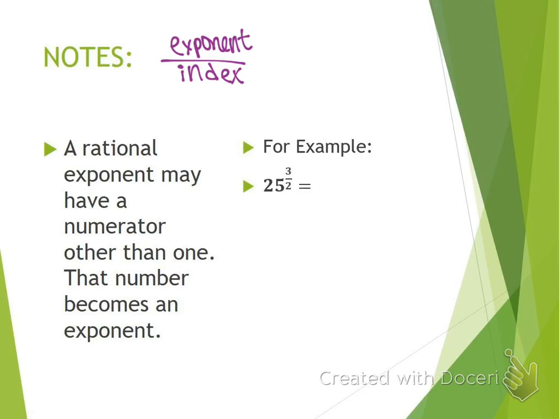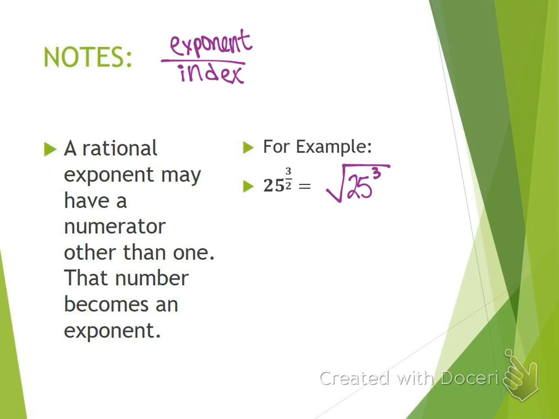So on this example on the slide, what type of root are we taking? What's our index? 2. We're taking a square root. Our denominator was a 2. You do not have to write a 2 if you're taking a square root. Okay, you can just put the radical. And then we would have 25 raised to what power? The third power.